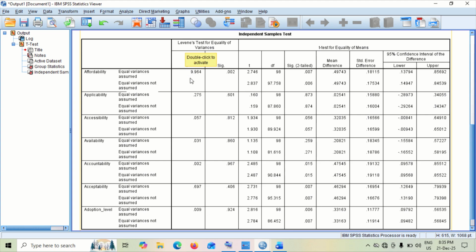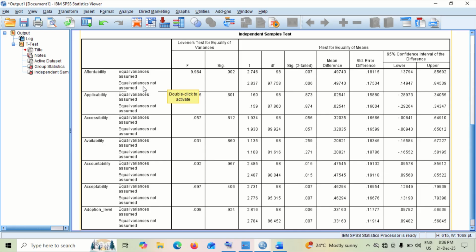If the Levene's test significance value is less than 0.05, it means equal variance is not assumed. If the significance value is greater than 0.05, equal variance is assumed. And in the case of affordability, we can see that the significance value is less than 0.05 for Levene's test of equality of variance.